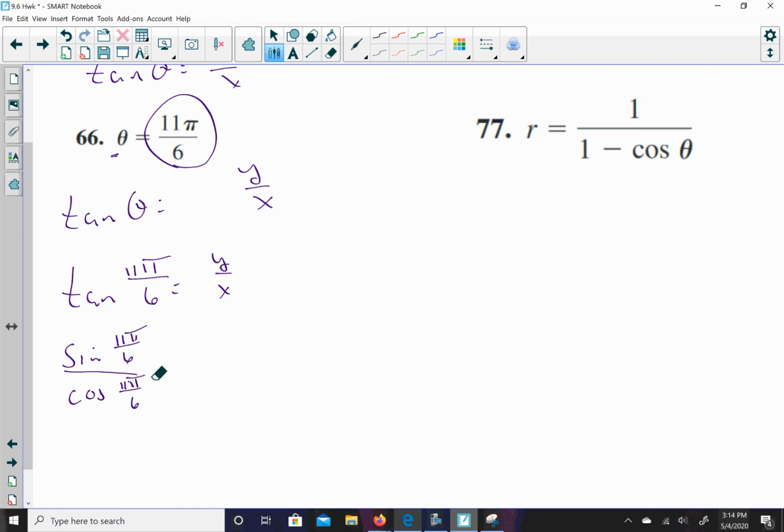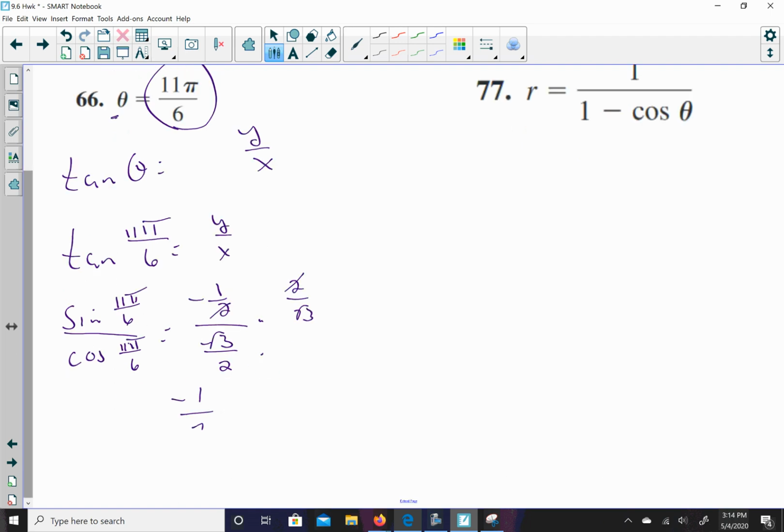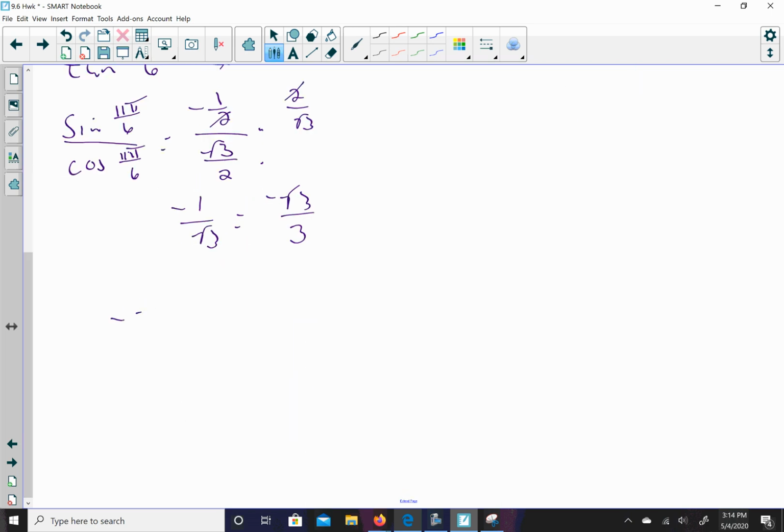So the sine of 11 pi over 6 is negative 1/2. The cosine of 11 pi over 6 is the square root of 3 over 2. So when I multiply by the reciprocal, the 2's simplify, and I'm left with negative 1 over the square root of 3, which I would write as negative square root of 3 over 3. So that's my tangent, and that's equal to y over x. So I'm going to say negative square root of 3 over 3 is equal to y over x.